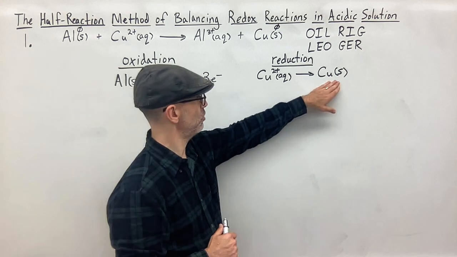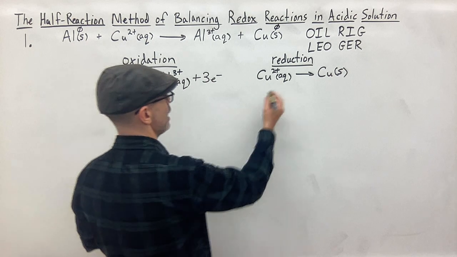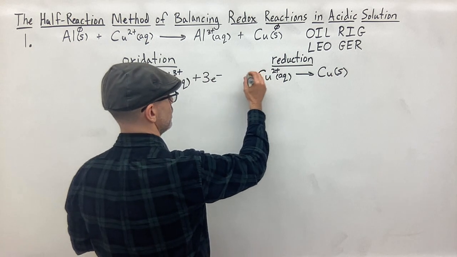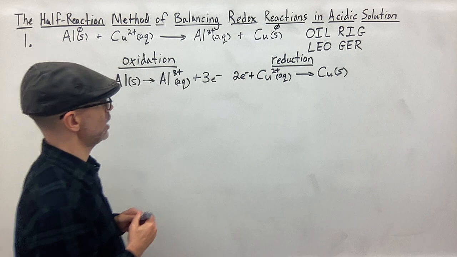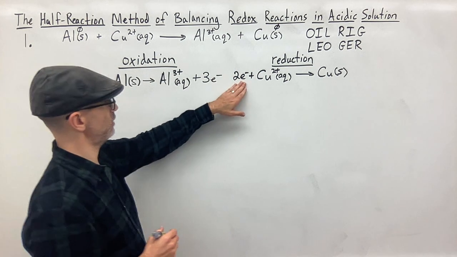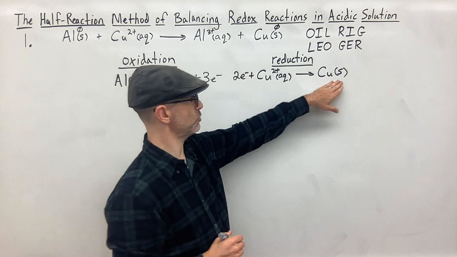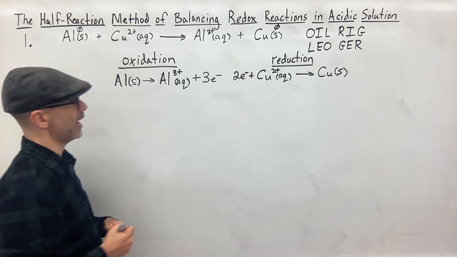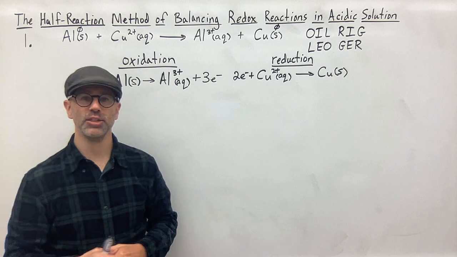Okay, same thing with here. I got 0 on this side. I have a +2 on this side. So for this one, I'm going to add 2 negative electrons to this side. So 2 negative electrons plus the +2 gives me 0. That's going to balance with 0 charge on this side. Okay, so now that I've balanced the atoms, I've balanced the charge.